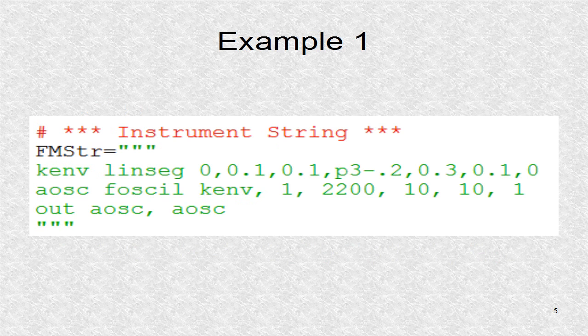5. There are 2 examples that we will go into. The first uses a carrier frequency of 2200 Hz, modulating frequency of 10 Hz, and an index of 10. The envelope goes from 0.1 to 0.3 with fade in and fade out at either end.